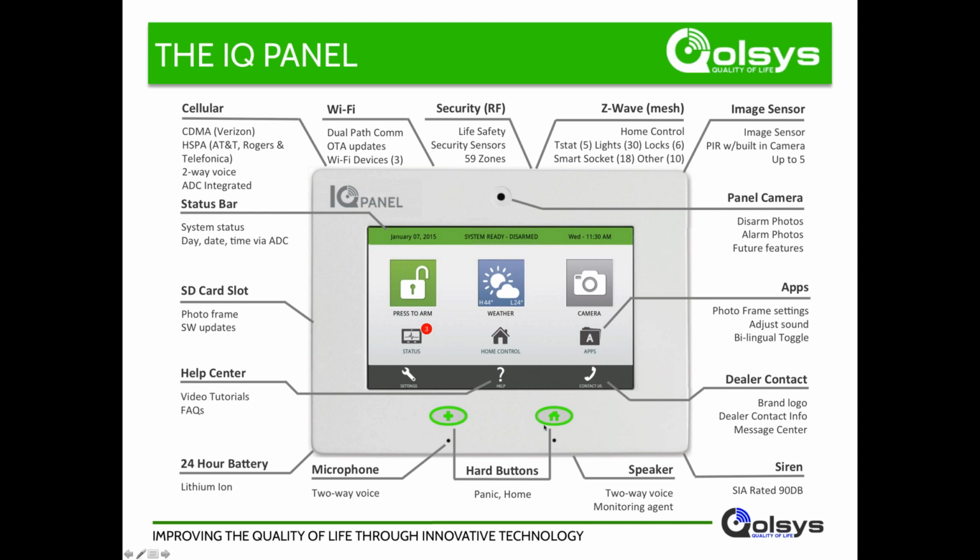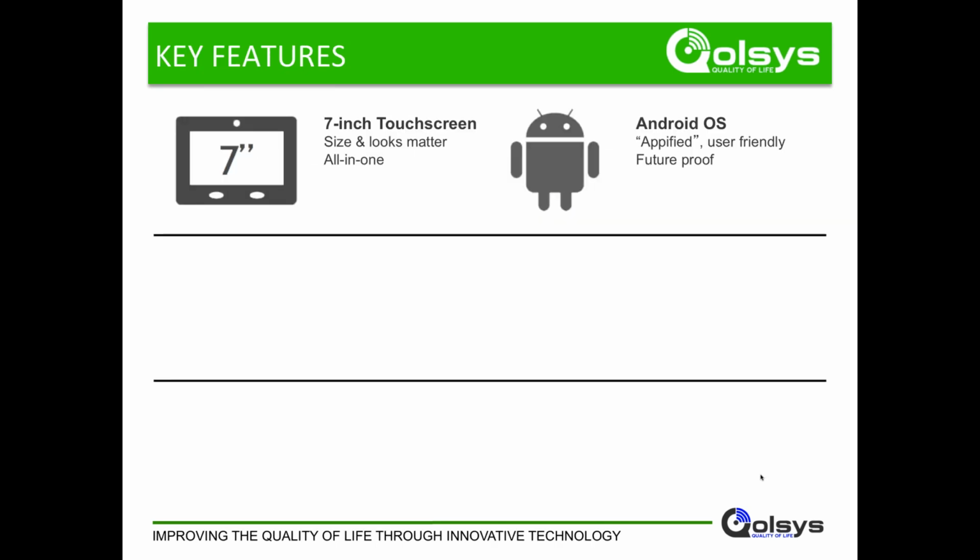You have the hard buttons on the front here, the home and the emergency button, which make navigation on the panel easy to get all the way back to the home page, or easy to get to the emergency page if you need to, regardless of where you are in the menu. There's two different speakers on the panel, which you'll see, and there's also a siren as well, which is nice and loud. So that's kind of it for the hardware overview.